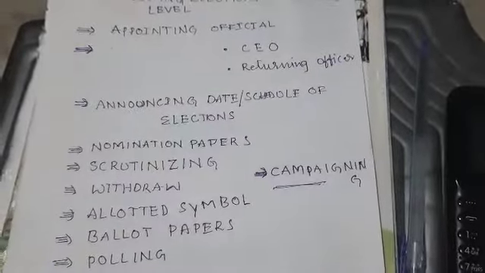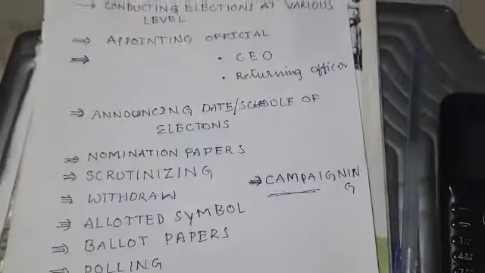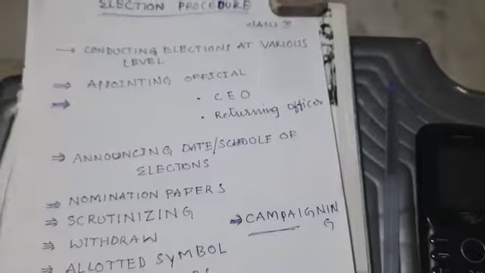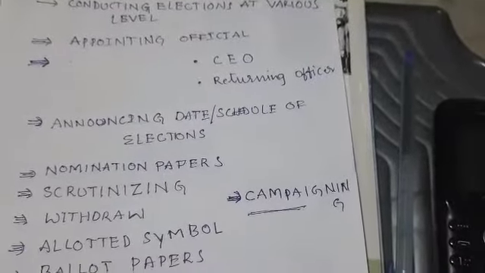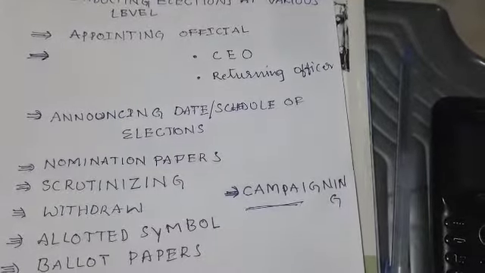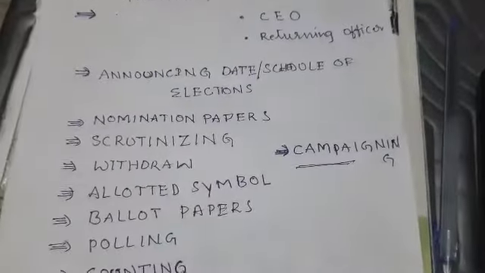A process through which election candidates can go to each and every area, can ask their members, voters to cast their vote to their party. Campaigning nothing but conducting rallies, meetings, and going to each and every village at person and house, asking the people to cast their vote to their party. That is we call campaigning. Particular date will be given for campaigning.